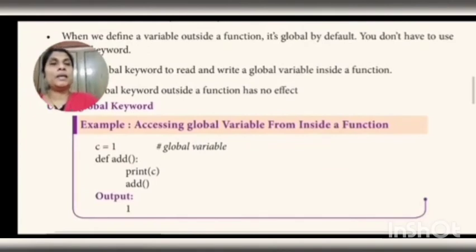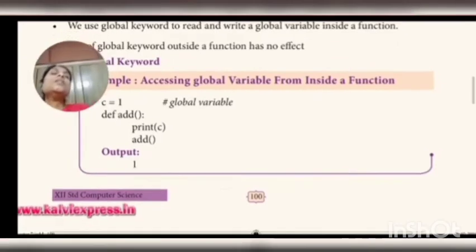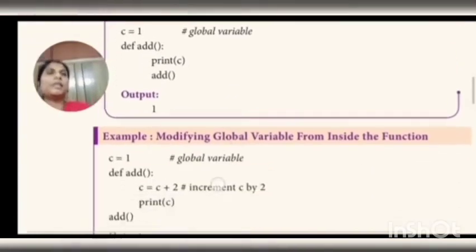So we have an example here, c equal to 1. This is a global variable. Next we have a function, name of the function is add. It has a statement print c. So this statement is within a function block, but we are able to access that c from within the function. Next we are calling that function add. Here it must have the same indentation as that def line. So you will have the output as 1. Okay, so the same thing is repeated here.